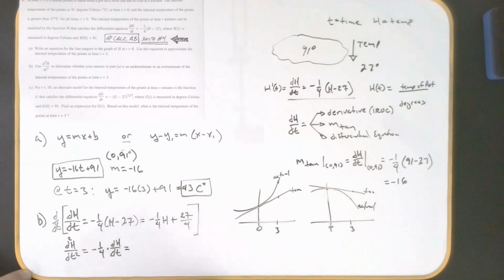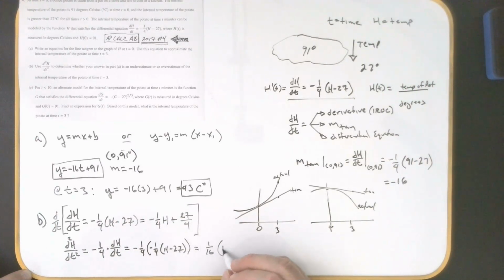Well, if this is my second derivative, I have to replace dh/dt with what dh/dt was originally, and it's actually sitting right here. So it's negative 1/4 dh/dt. So that's going to be negative 1/4, and I'm actually going to replace dh/dt with what it is, negative 1/4 (h minus 27). And that's going to give me, distribute the negative 1/4, I get 1/16 times (h minus 27). So everyone, there is my second derivative right there.